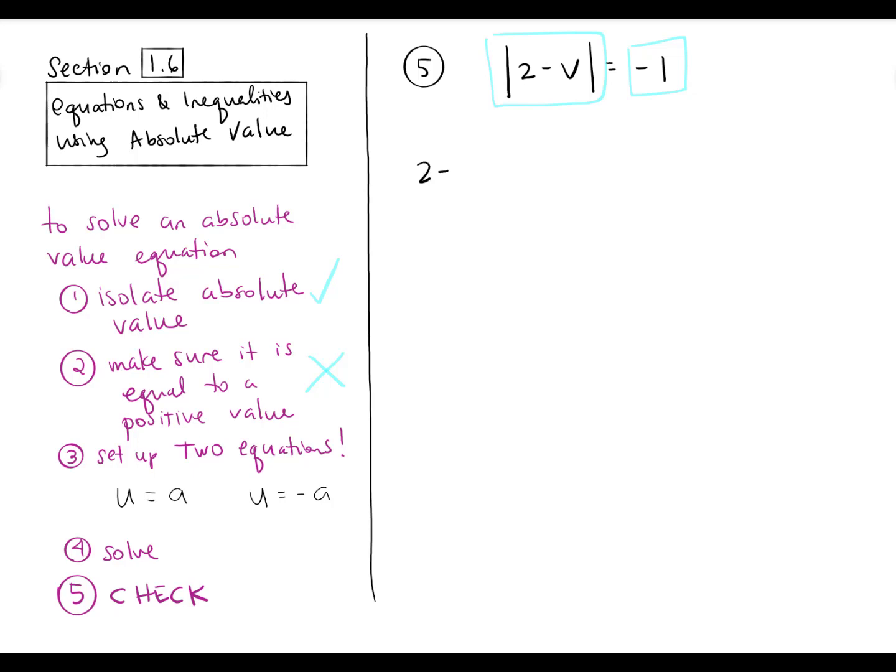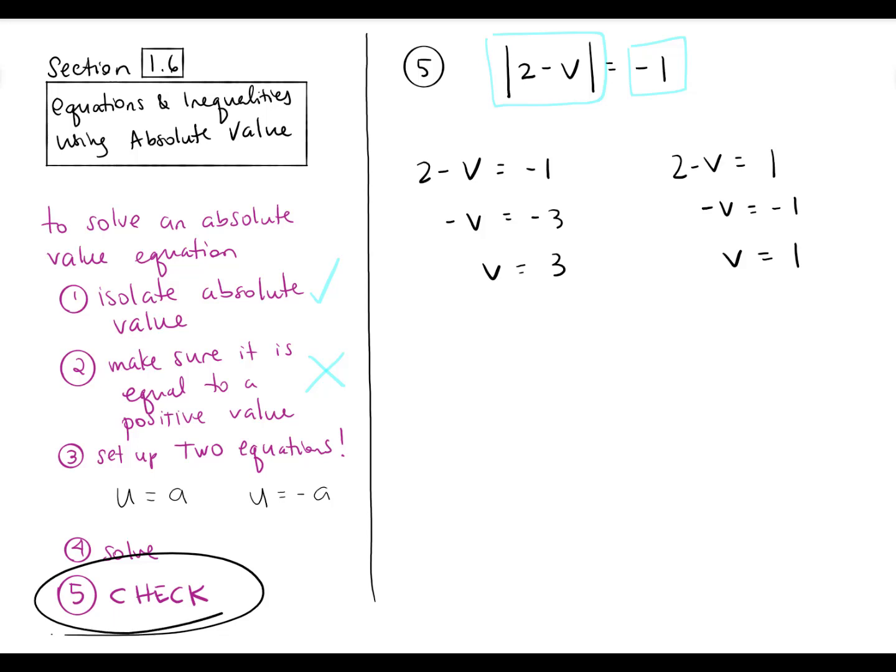But let's just say that we do this. You should clue in around here that, hey, you know what? That was already negative. But let's say we forgot. All right, then we get negative v is equal to -3, so v is equal to 3. And then you get negative v is equal to -1, so v is equal to 1. And if you're tempted to say this, you really should do this step here, the check.